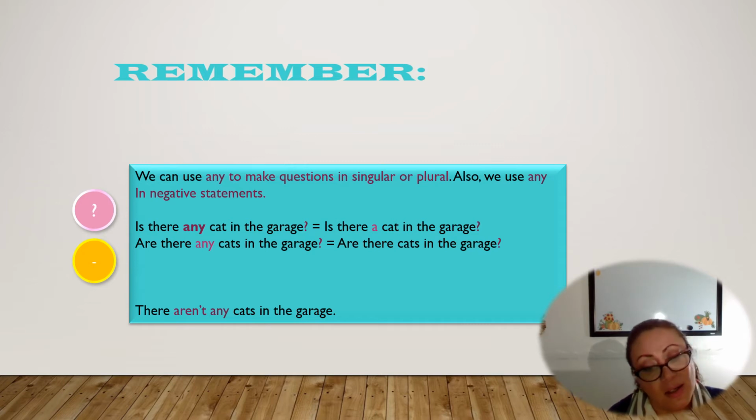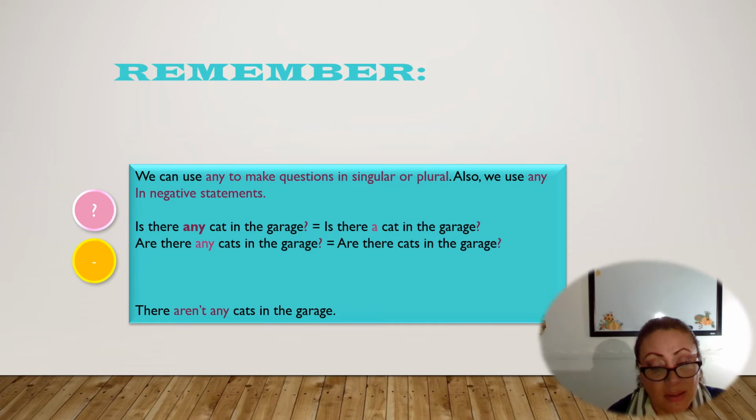Are there cats in the garage? So these two are the same. I can either ask with any or without the any. Both questions are okay. It's different than this one. The first one, you can choose any or a. The second one, you can choose the any or just avoid the any.